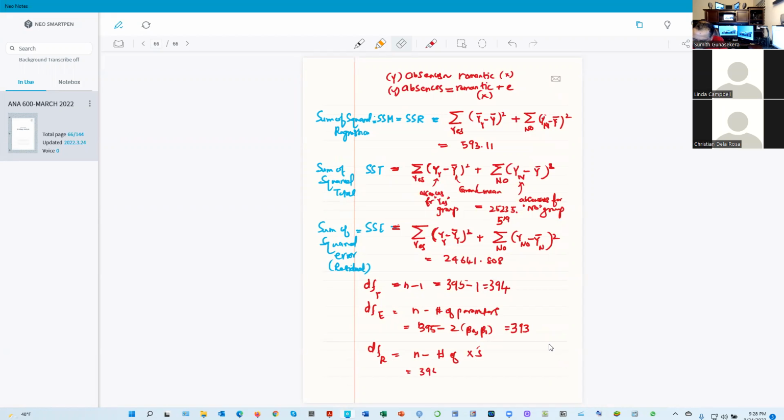And the degrees of freedom of the regression is nothing but the number of x, in another way. This is the number of x, which is 1.